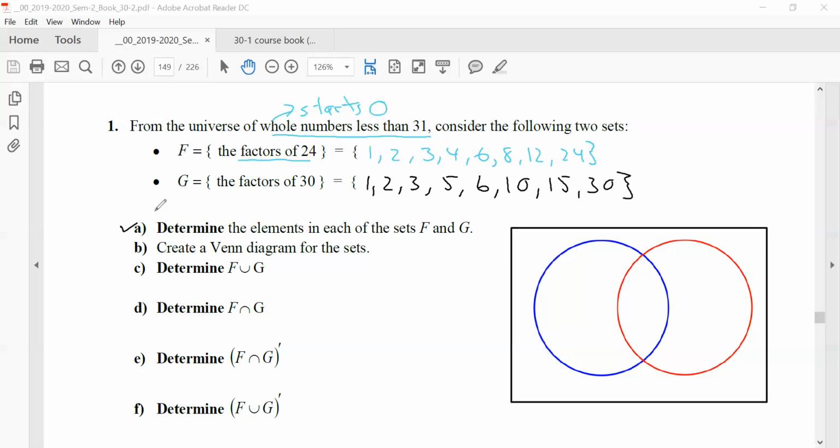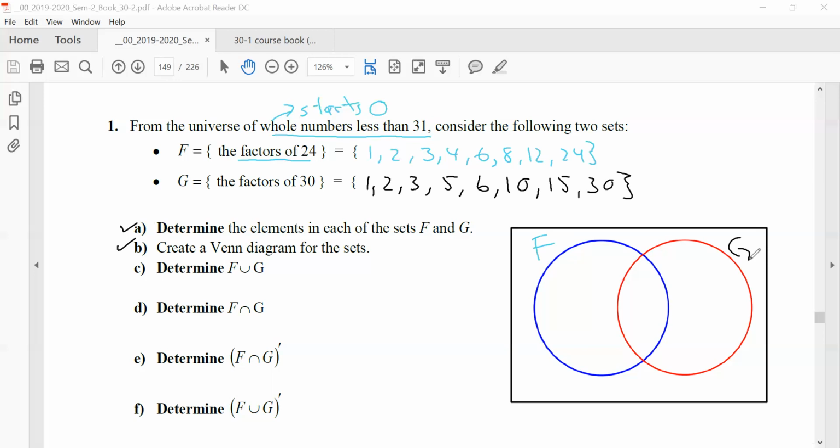Okay, question B says create a Venn diagram. So even if it doesn't say, tell me to draw a Venn diagram, I'm drawing a Venn diagram. So F and G. So here's F. Here's G. It says draw the Venn diagram.